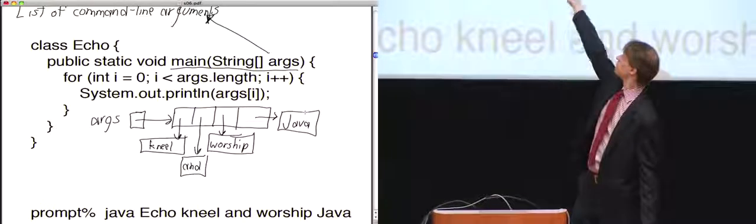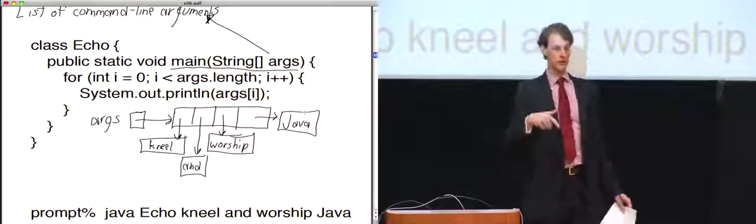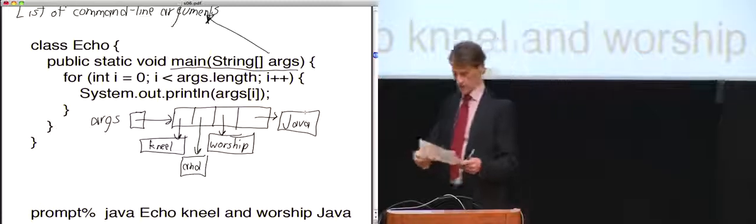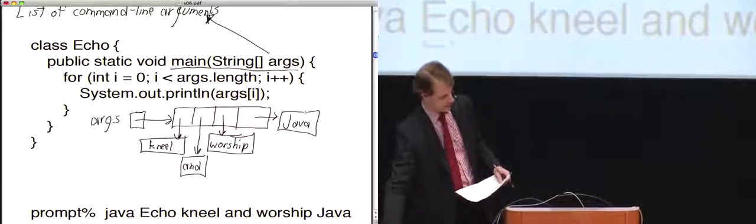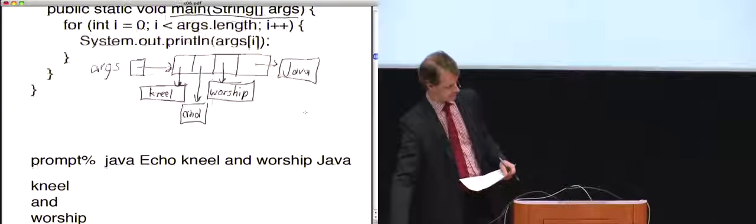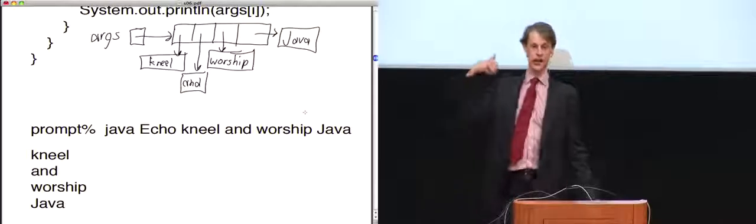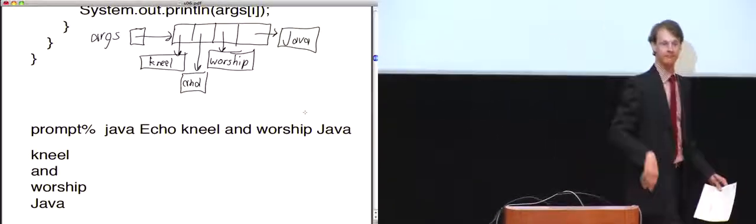And so now this loop is just going to loop through that array and print out each one of those arguments at the command line with a carriage return after each word, like that.